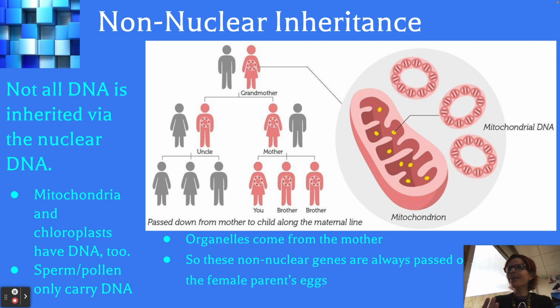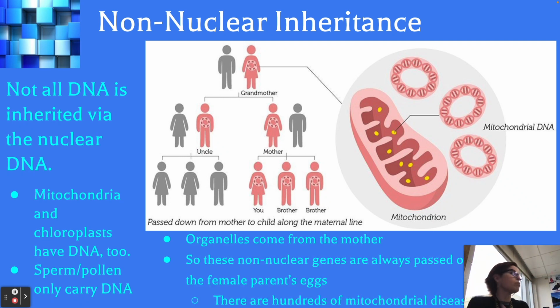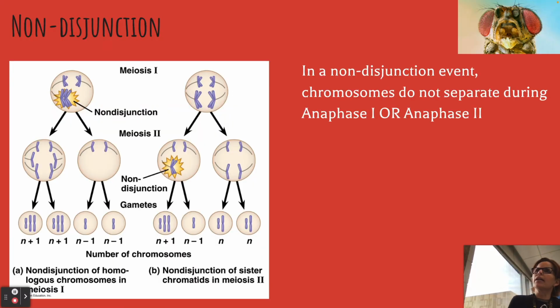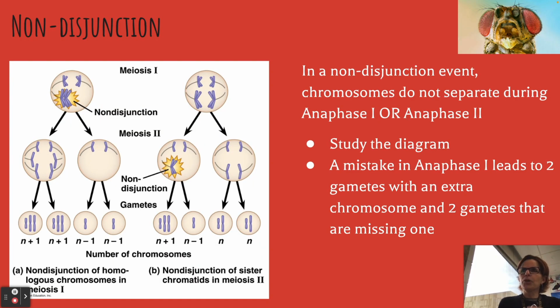We don't talk about it much, but there are many, many mitochondrial disorders, and those are always passed through the egg. So the female plant or the female animal, it doesn't matter, it's always passed through the egg. Okay. Non-disjunction. Who remembers what non-disjunction can lead to that you are all familiar with?